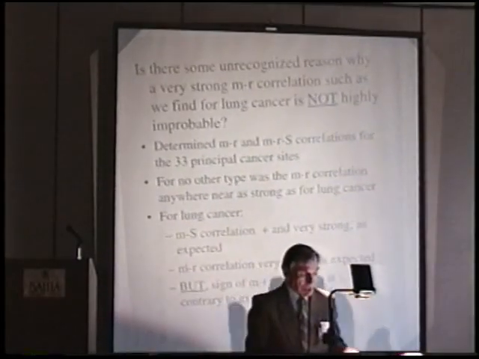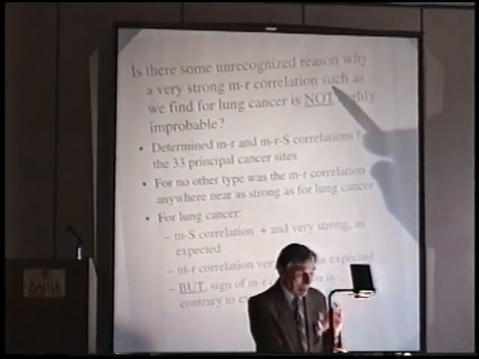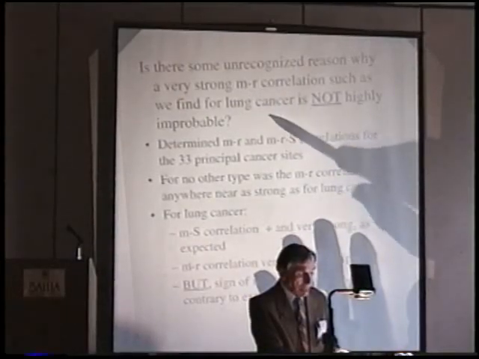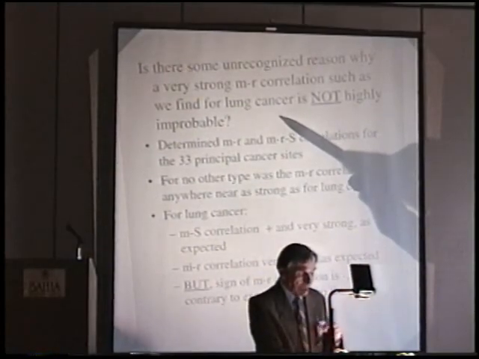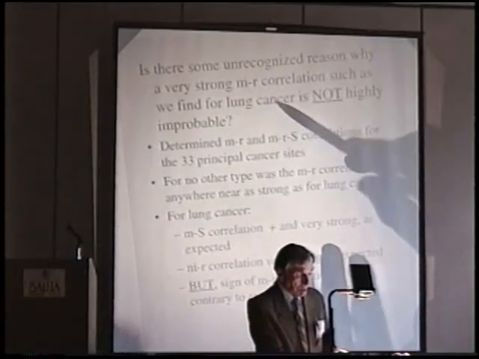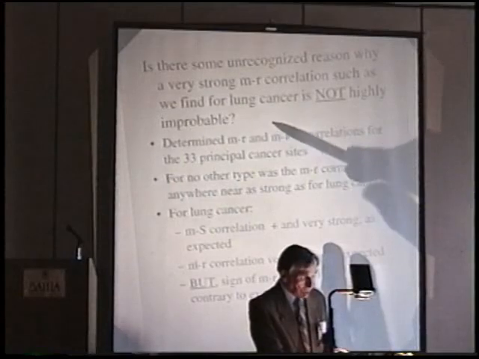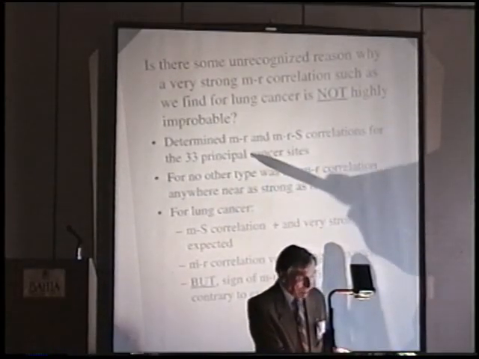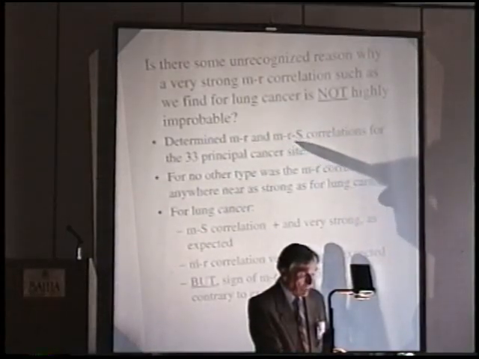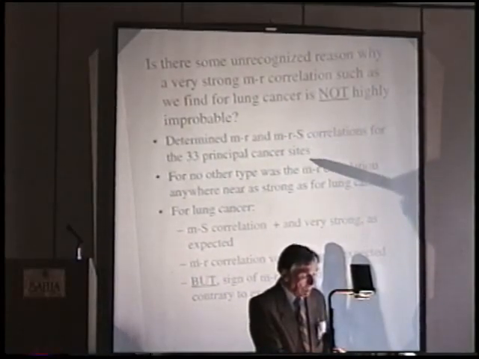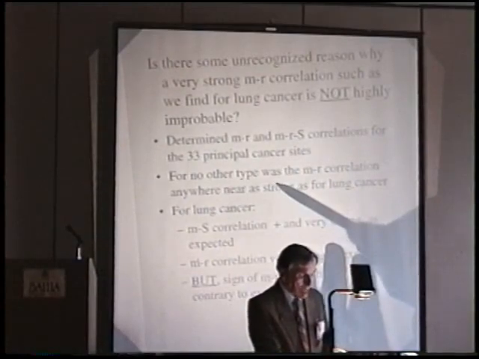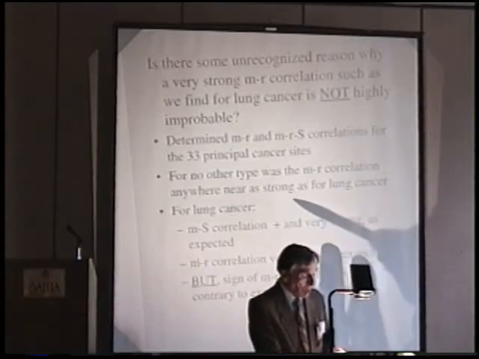See, another thing I did here was I asked, is there some unrecognized reason, maybe I'm missing something, why there's some strong correlation between cancer mortality rate and radon, such as we find for lung cancer, which just comes about for reasons I don't understand. Well, in order to do this, I did the same study for all the other types of cancer. There are 33 cancer sites, well, 32 others. And I determined the cancer rate versus radon level, and also the double correlation of cancer rate versus radon level and smoking prevalence for each one of these 33 principal cancer sites. For no other cancer type except lung cancer was the correlation anywhere near as strong.